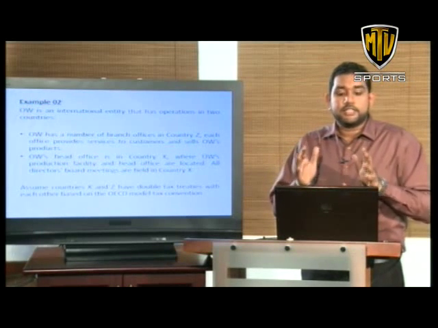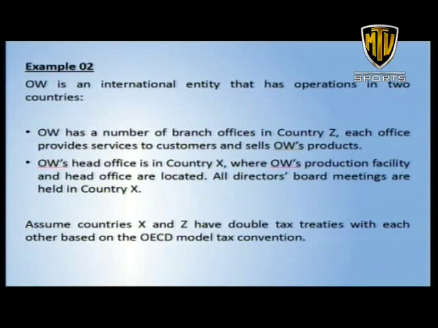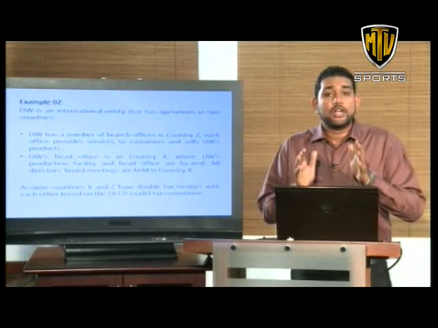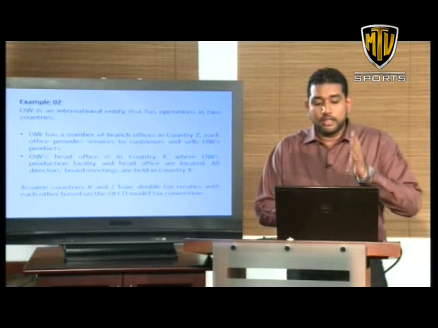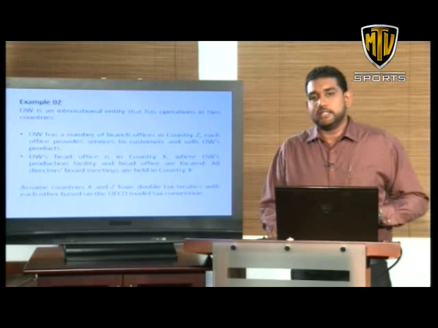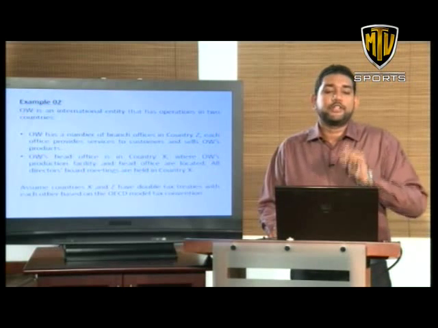It specifically says that OW's head office is in country X, where OW's production facility and head office are located. So head office is in country X. All the board meetings are held in country X. So that is good enough information for us to determine that this particular company OW is going to be resident in country X for tax purposes.